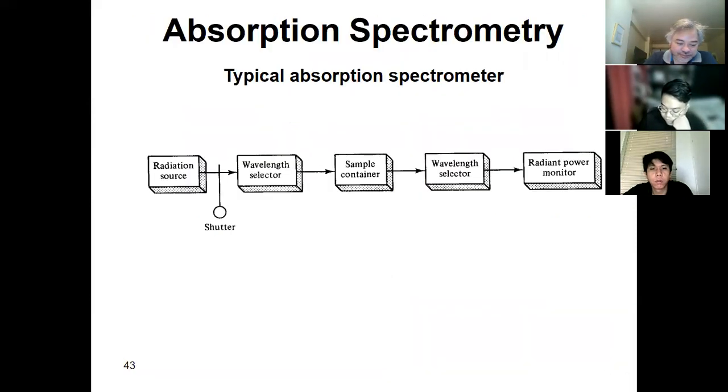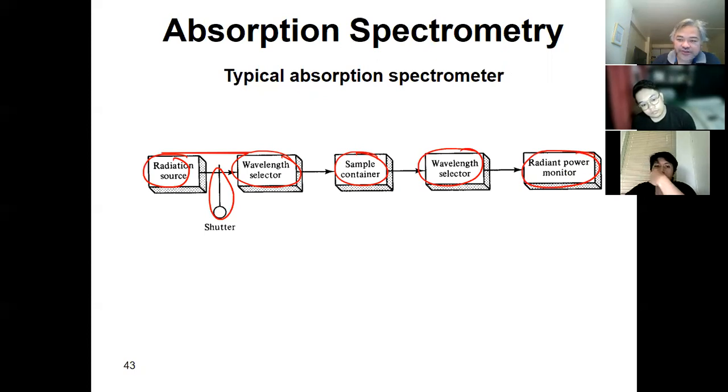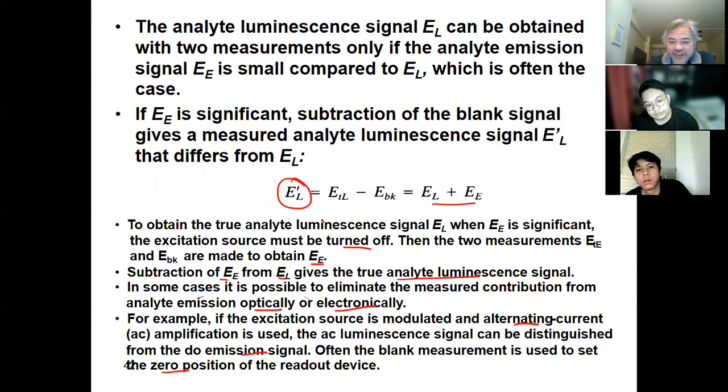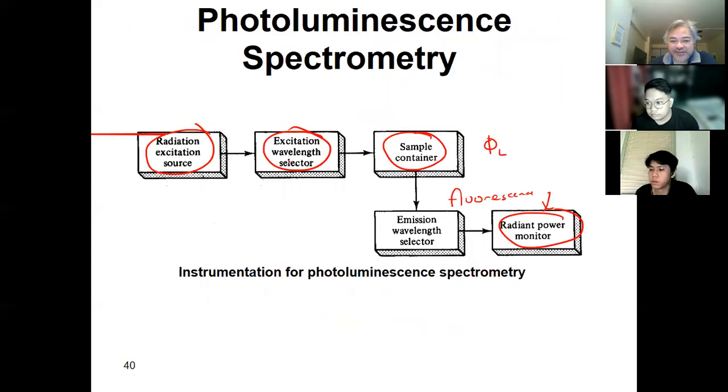Now, the typical absorption spectrometer has a radiation source, a shutter, then a wavelength selector, the sample, and then another wavelength selector, and then the radiant power monitor. So we could say this is similar to the luminescence spectrometer, except that all components are placed on the same optical axis. If you look at the other one, it's arranged like this. As I said, sometimes it's an L, sometimes a T.